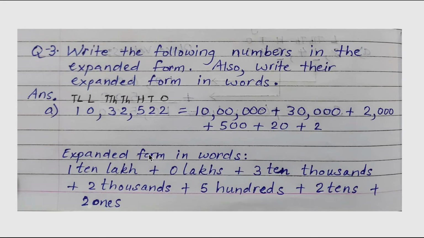Now over here expanded form in words is 10 lakh, add 0 lakhs, add 3 10,000s, add 2 thousands, add 5 hundreds, add 2 tens, add 2 ones.